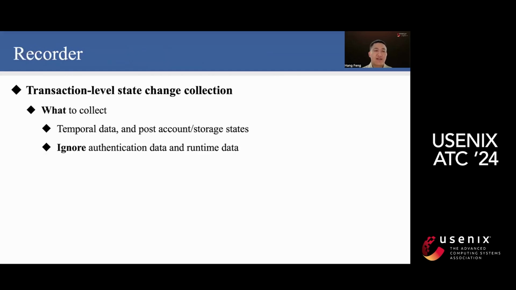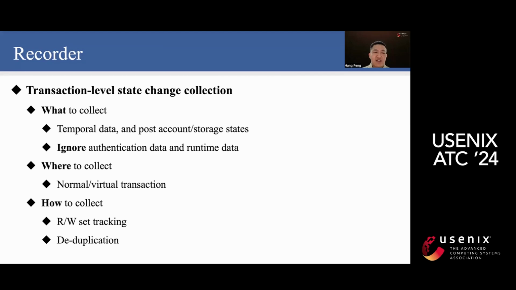The recorder collects the temporal data and post account and storage states of each transaction. We ignore authentication data and runtime data to reduce storage overhead. For completeness, the recorder not only collects state changes of user-sent normal transactions, but also collects state changes of virtual transactions, such as the consensus procedure and the genesis block. To collect state changes, the recorder first tracks the read-write set of each transaction execution, and then it removes unchanged states for deduplication.